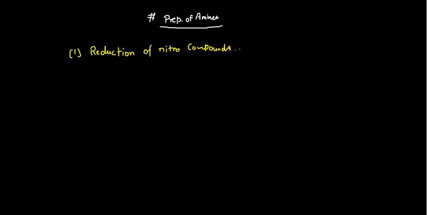Basically there is one most important thing in preparation of the amine, which is the reduction, the word reduction. How are we going to reduce anything? Either by eliminating the oxygen from it or by adding hydrogen to it. So what if we do both the things? Let's see the reduction of a nitro compound. Let's take an example.